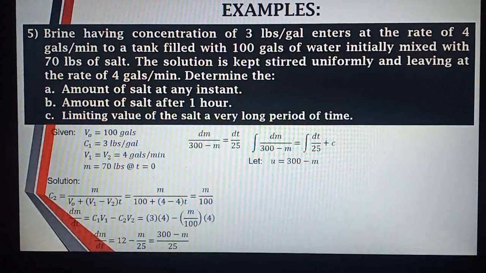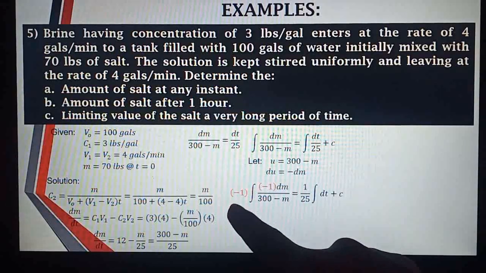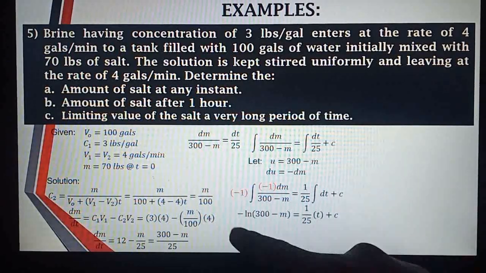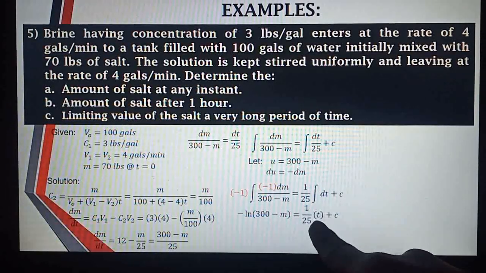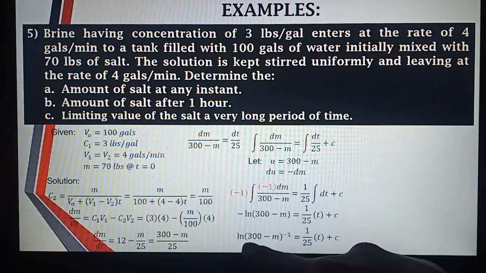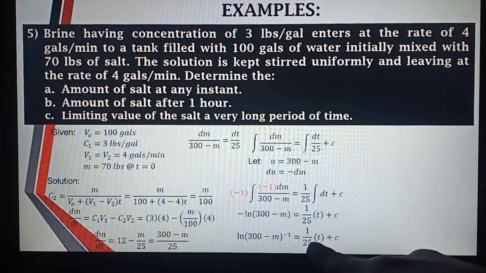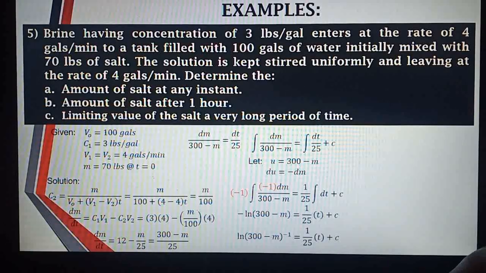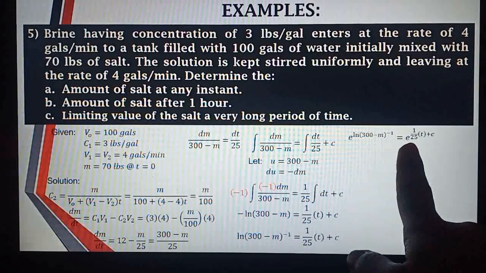Now, if we let u as 300 minus m, the du is equal to negative dm. So, we can insert a negative 1 inside and balance it by a negative 1 outside. Then, you will now have negative ln of 300 minus m equated to 1 over 25 multiplied by the t plus c. Then, we make the negative an exponent. You will have ln of 300 minus m raised to negative 1 equated to 1 over 25 multiplied by t plus c. Then, let us take the exponential of both sides.